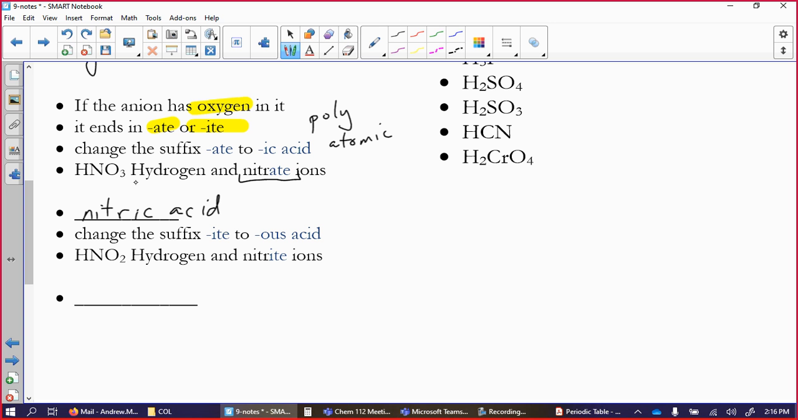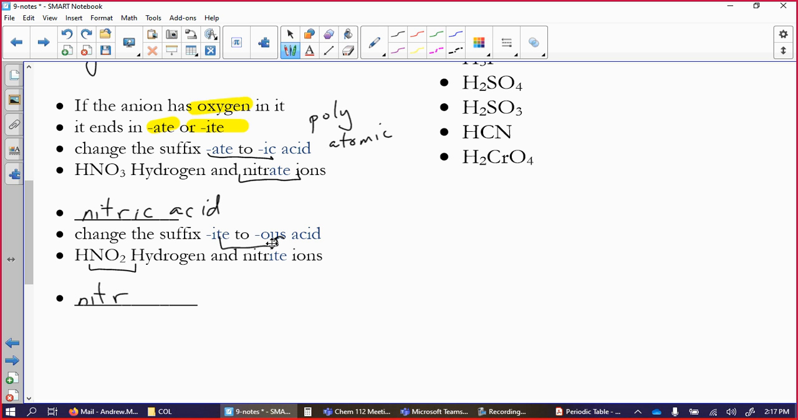So nitric acid comes from nitrate. If it's an ite, we're going to change it. Ate goes to ic. Ite goes to ous. So HNO2 in the same vein comes from nitrite.